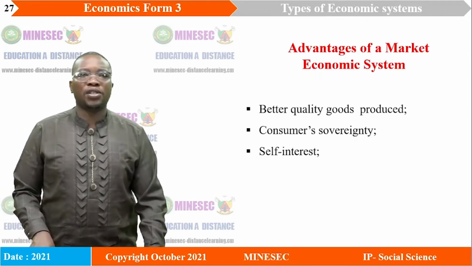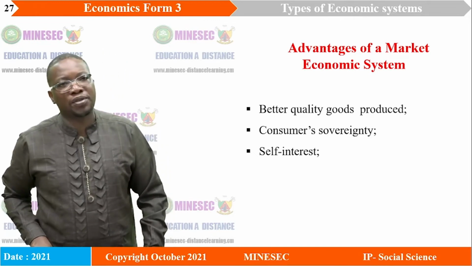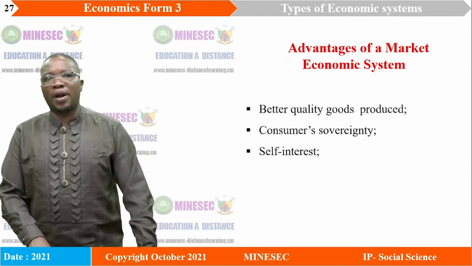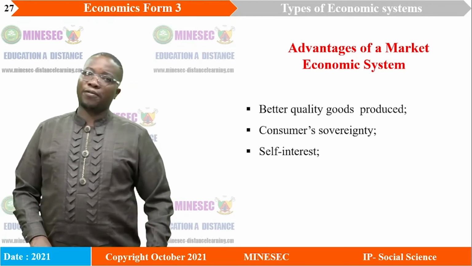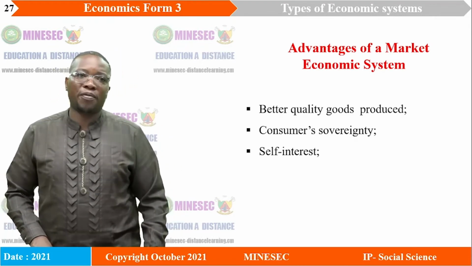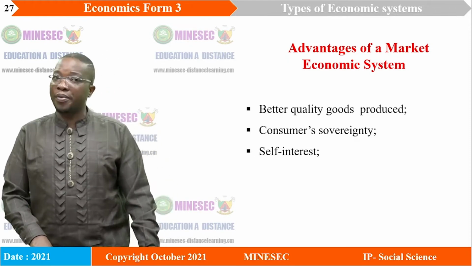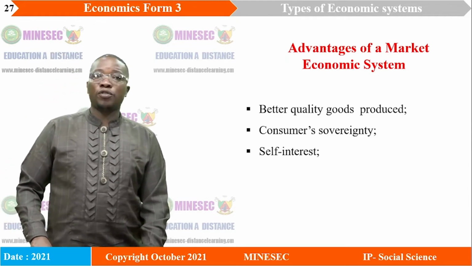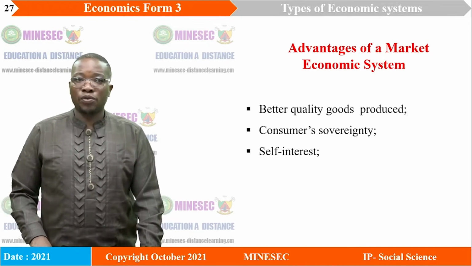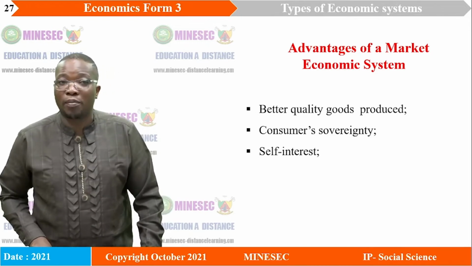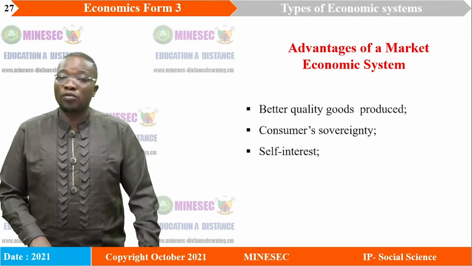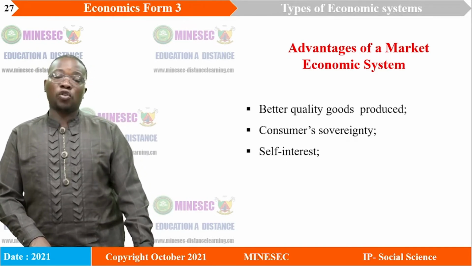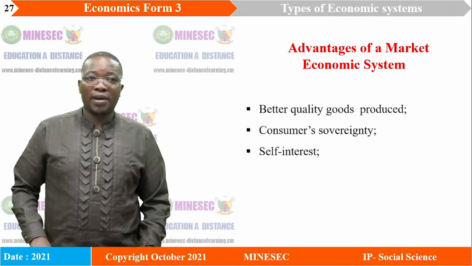What are some of the advantages of this type of an economic system? For the advantages of a market economic system, we are going to observe that there are better quality goods that are produced. Like we have talked of competition, since there is competition in this type of an economic system, better quality goods will be produced, which will benefit the consumers. We also have consumer sovereignty. That is, the producers will produce what the consumers desire. The producers will get into the line of production that will favor the consumers. So consumers can always have their choices from the goods that are produced.